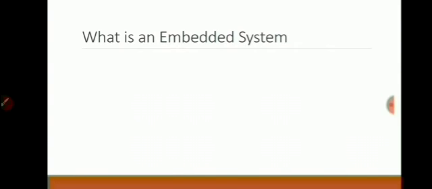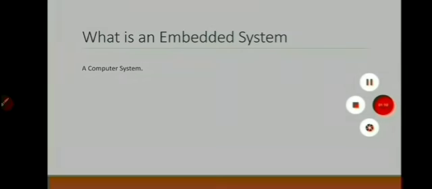The first question which comes to our mind is, what is an embedded system? An embedded system is a computer system. As we know, a computer has three major components. The first one is the input module, which is the keyboard. The second is the processing unit, which we term the CPU or central processing unit. And the third is the output module, which is the display or monitor.